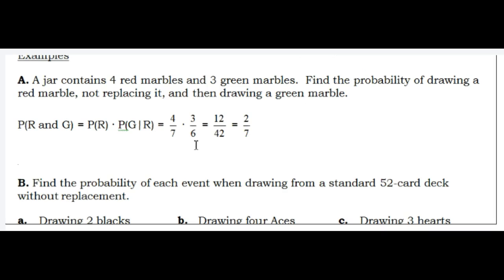After we draw a marble, there are 3 green marbles left and only 6 marbles left to choose from. 4/7 times 3/6, the product is 12 over 42. We can reduce that to 2/7.